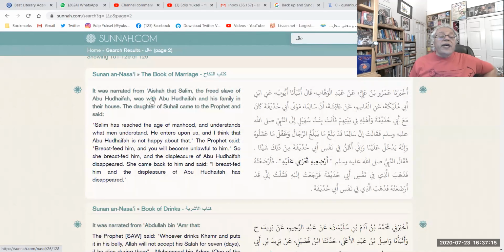Salim, this was narrated from Aisha that Salim, the freed slave of Abu Hudayfa, was with Abu Hudayfa and his family in their house. The daughter of Sahel came to the Prophet and said, Salim has reached the age of manhood and understands what men understand. You see, Aql, understanding here, is basically about sex. He came to the age of puberty. He understands what a man understands. This is the Aql, the closest Aql we got.